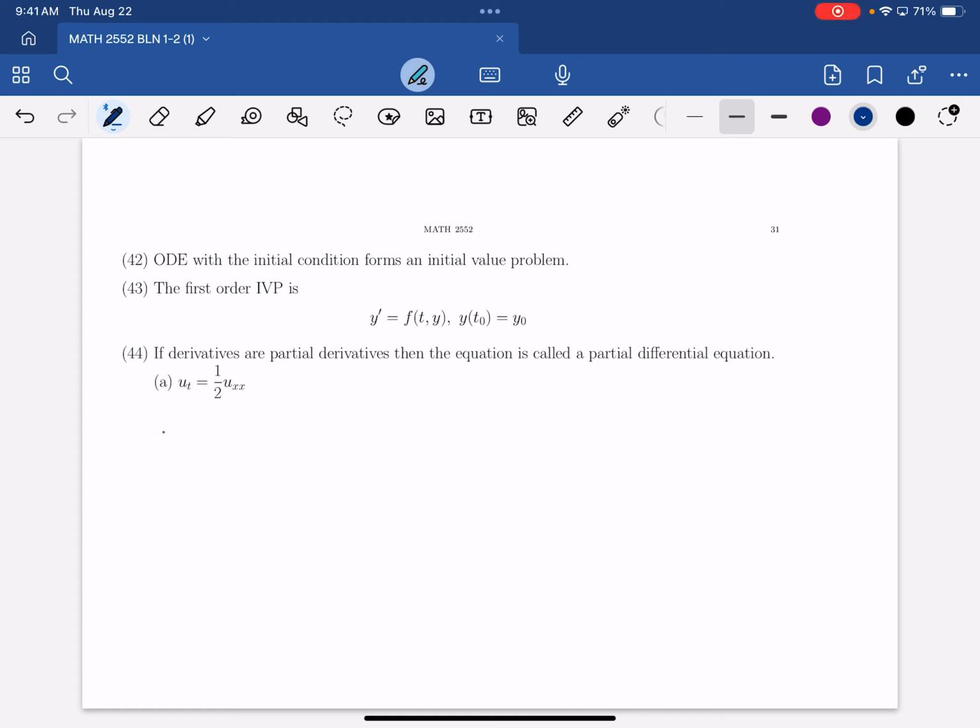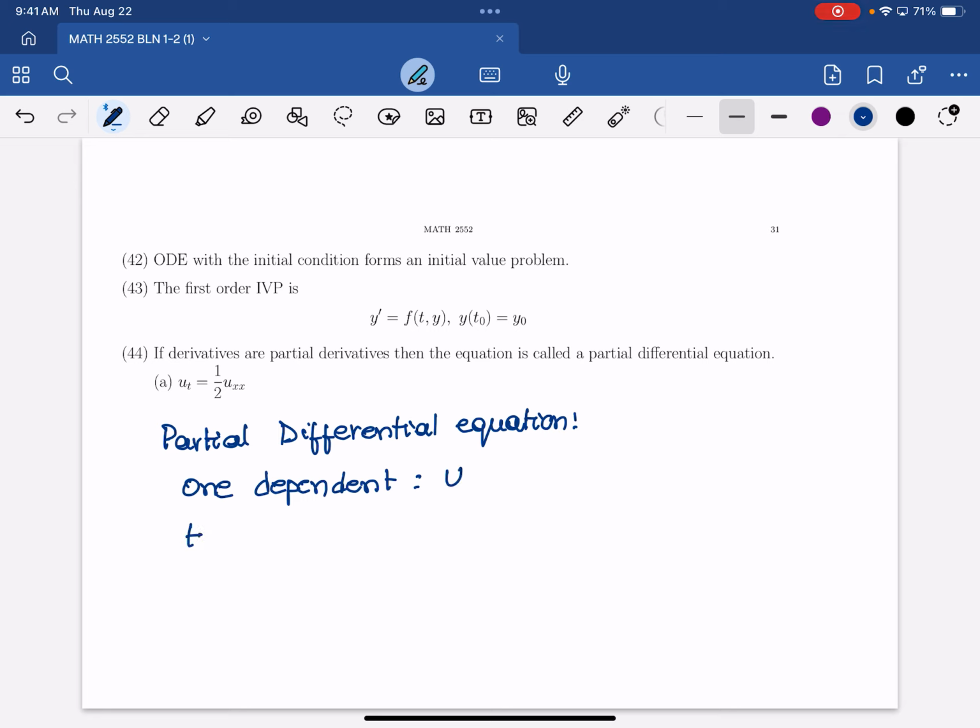So here, a partial differential equation has partial derivatives in it. A partial differential equation is an equation with partial derivatives in it. What are partial derivatives? You have one dependent variable, in this example it is u, and you have two independent variables, in this particular example t and x.